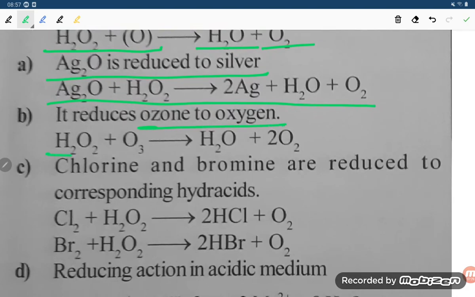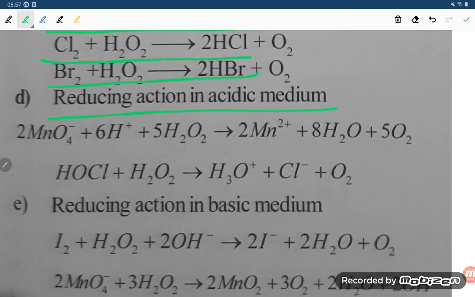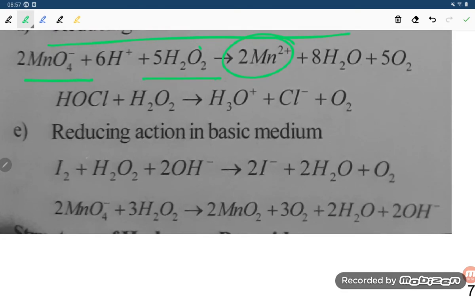It reduces ozone to oxygen. Chlorine and bromine are reduced to the corresponding hydracids: Cl2 to HCl, Br2 to HBr. Reducing action in acidic medium: MnO4- is reduced by H2O2 into Mn2+. HOCl is converted into Cl-. In basic medium, I2 is reduced into 2I- and MnO4- into MnO2.